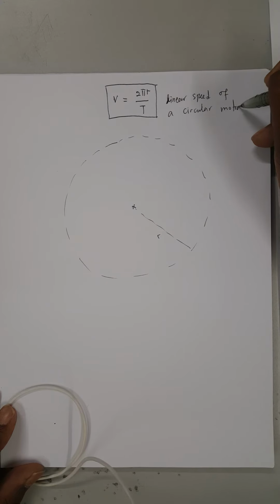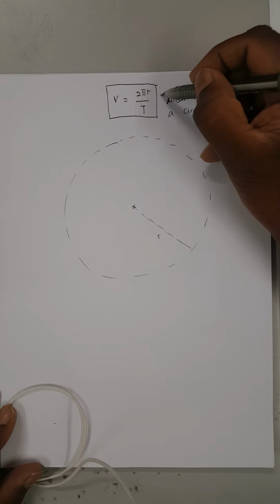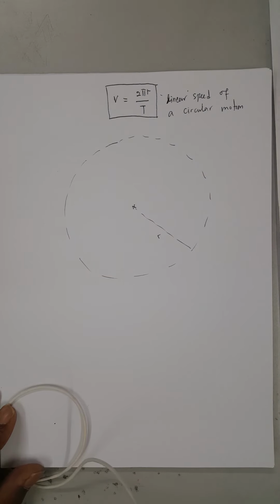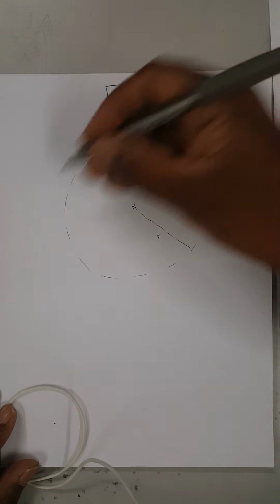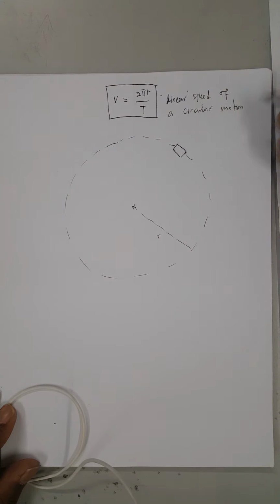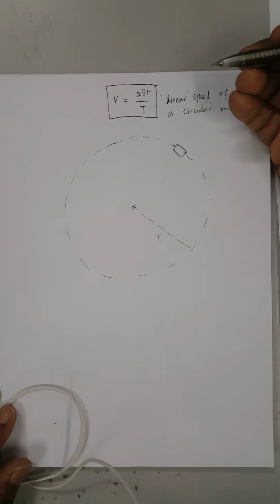A circular motion. What does it mean? A linear speed of a circular motion. It means the object is moving in a circle but it possesses a linear speed. That's the meaning of this. For example, we have an object, a trolley or car, making a roundabout with radius r. Just imagine a roundabout.